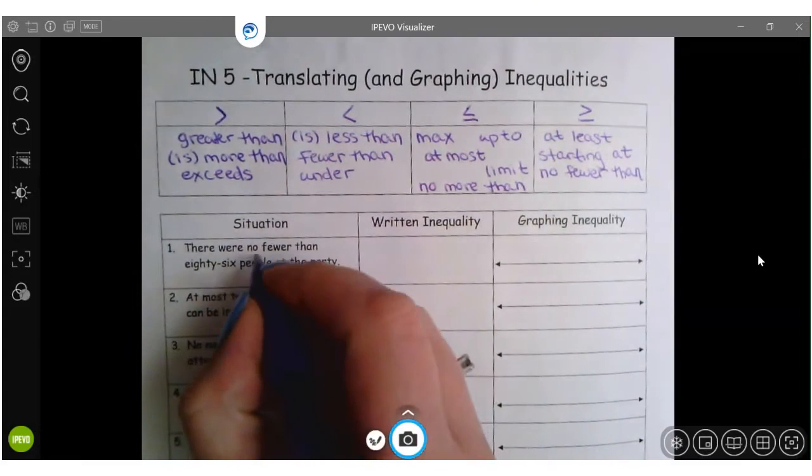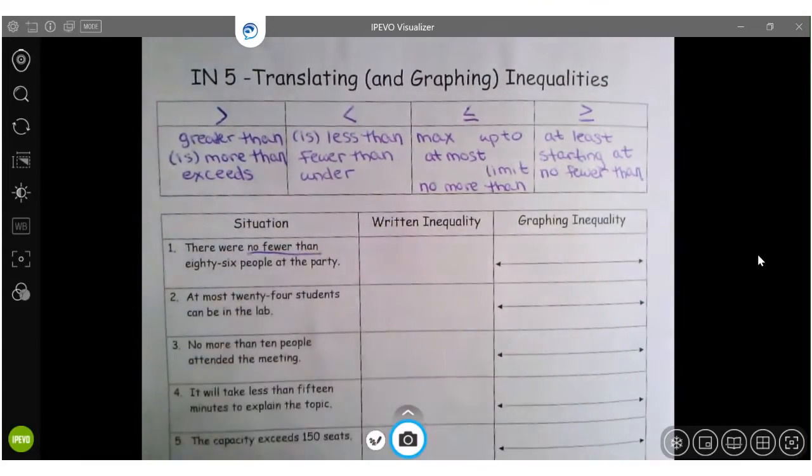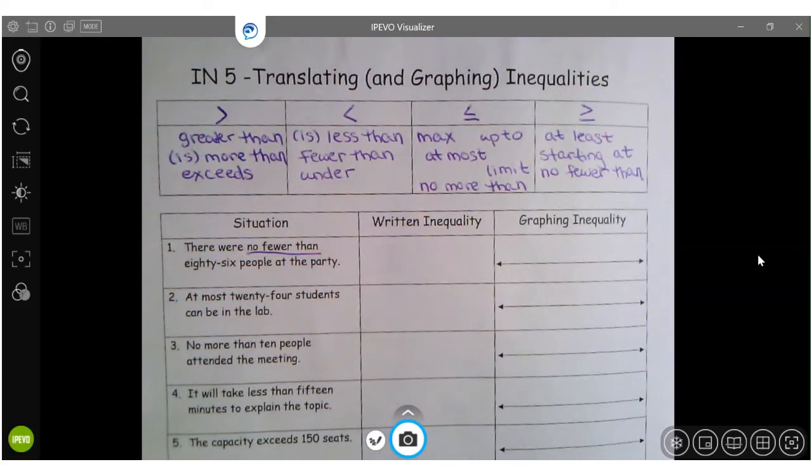So be careful, I see "no fewer than." If you don't catch that "no," it might look like "fewer than." So there's no fewer than 86 people at the party. You could use P for people, or you could use X just for all of these. Whatever your preference, you just have to pick some variable. I'm going to use P for people.